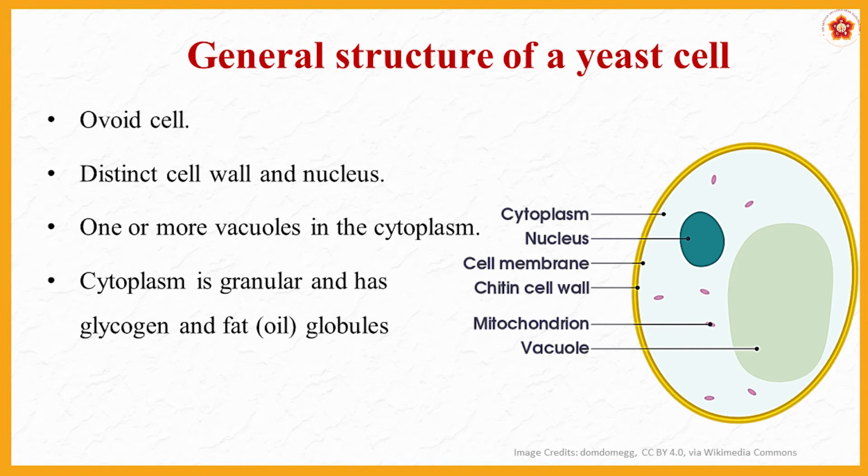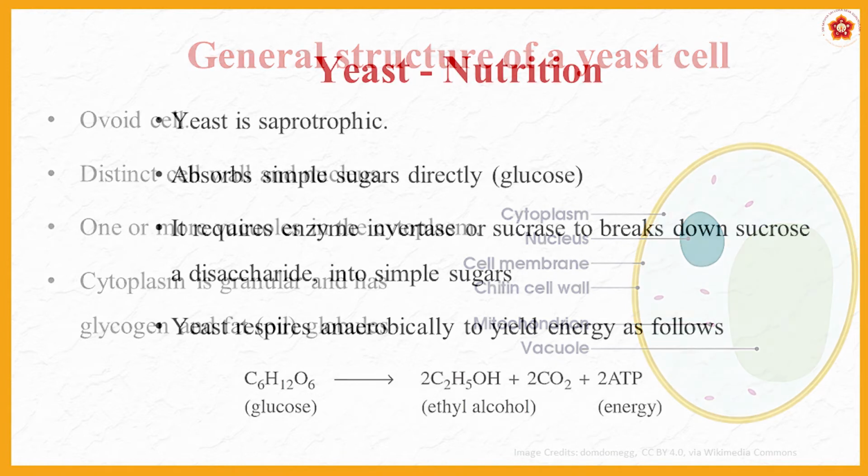Structure of yeast cell. Yeast cell is oval in shape. It has a cell wall and nucleus, and because it is a eukaryotic cell, it has a nucleus and other cell organelles like mitochondria. The cytoplasm is granular. It has glycogen and fat globules, and there are also vacuoles, one or more of them, present in the cytoplasm.